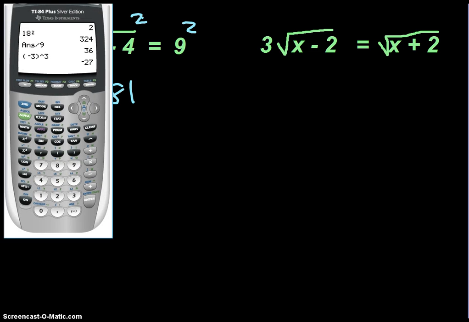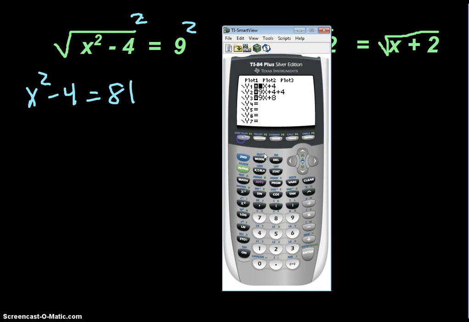So lots of different things you could do here. The easiest way to get this done probably is to cheat at the calculator and go to y equal and clear everything out. And y1 is going to be x squared minus 4. And y2 is going to be 81. And you're going to go second calc 5 for intersect. Let it draw. Enter, enter, enter.